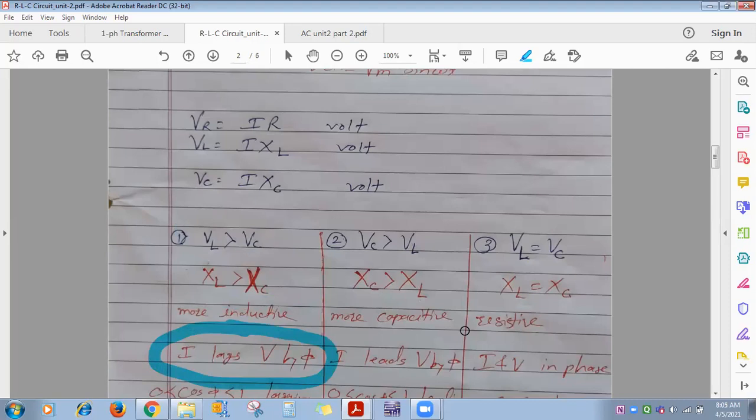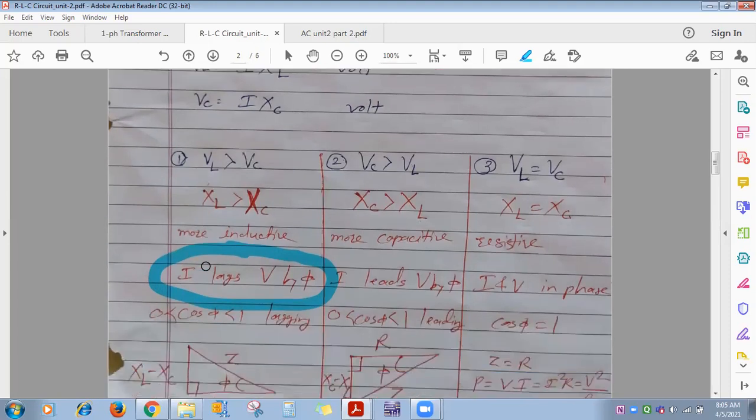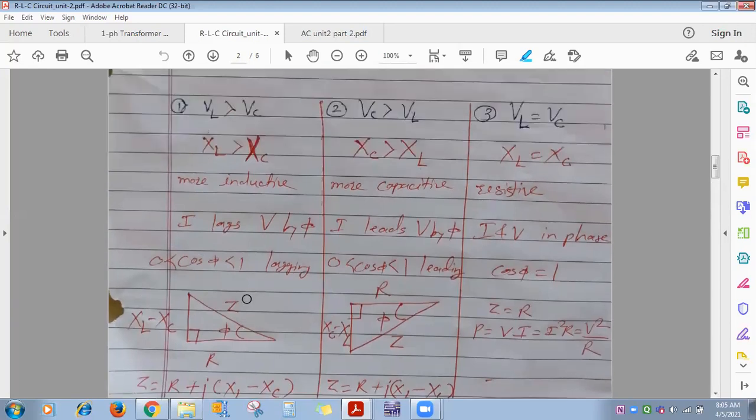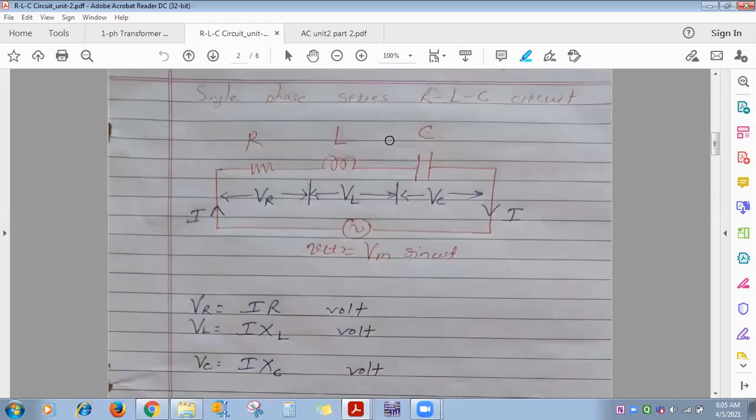A few characteristics are the same as that of series RL, except the formula for Z. The formula for Z is different here, which we'll see from the phasor diagram when we draw the impedance triangle. Phi is also positive. The imaginary part of Z is positive, but the formula of Z is different compared with series RL. So that is series RLC with more inductive.